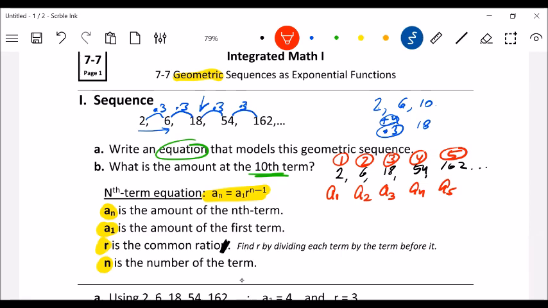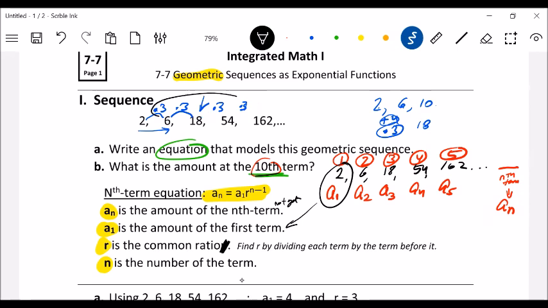We can keep going. Ultimately, we'll get the amount at the 10th term, which is what we're going to be asked in a moment. But at some point here, we're going to get one where we don't know what it is. What we know is that it's the nth term. So we would call that A_n. And that's why we use A_n for the amount that we're going to get to. The first term, here it is, A_1. We don't know yet what that is. The common ratio is that multiplier that you get to each time.